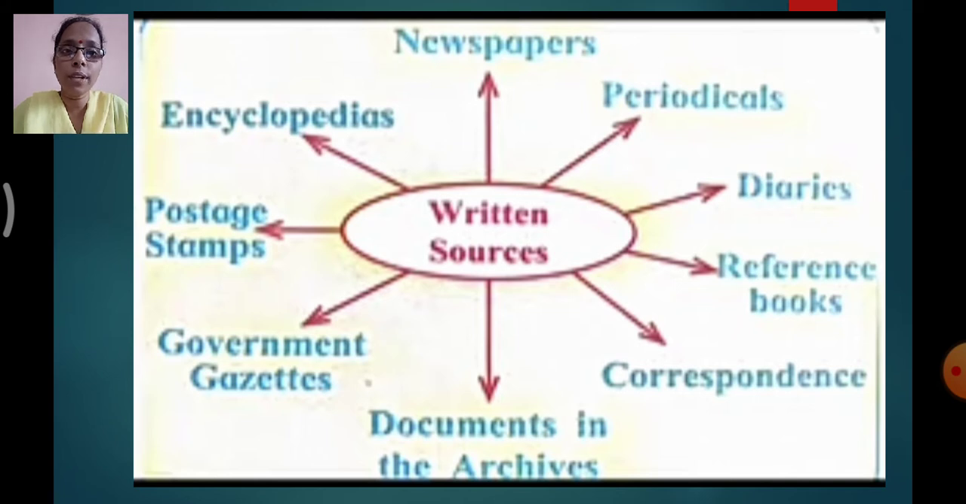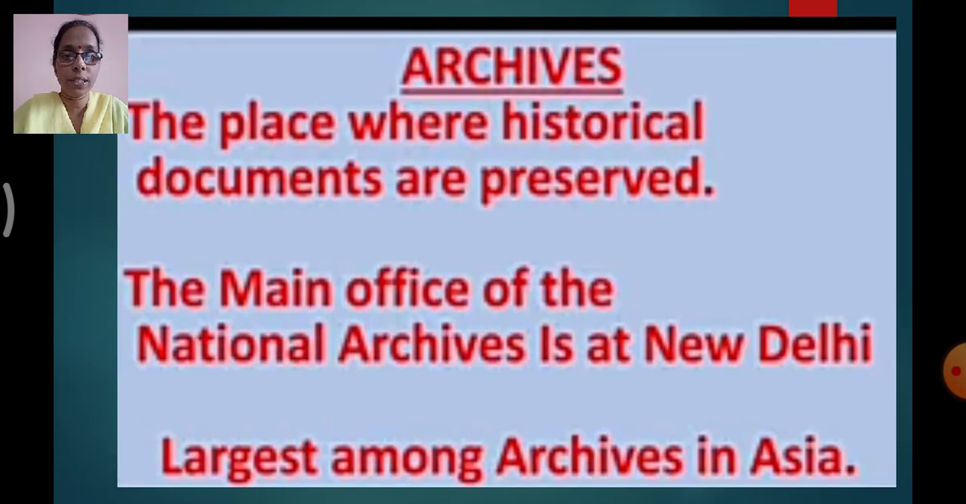In written source we have the newspapers, encyclopedia, periodicals, then diaries, reference books, correspondence, documents in the archives, government gazettes, postage stamps. Okay, so these are the things which act as a written source and provide us the information of past events. Now what are archives? The place where historical documents are preserved is called an archive.